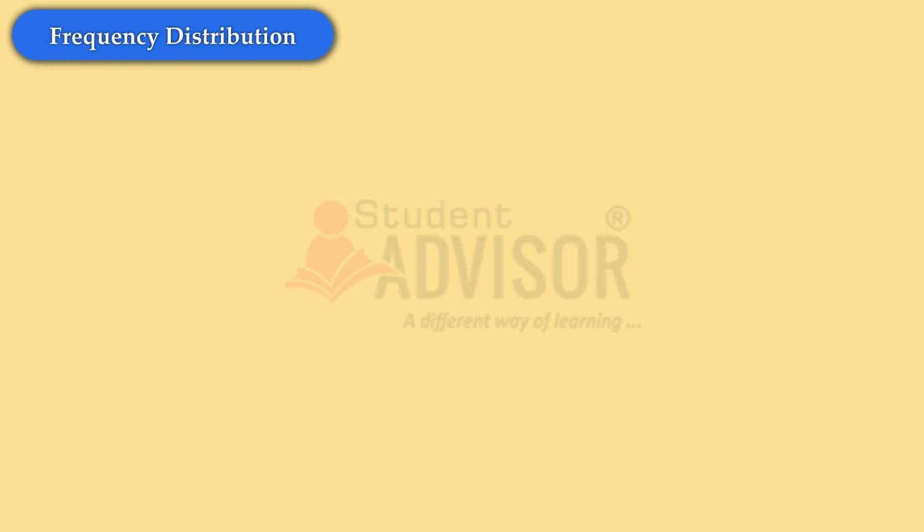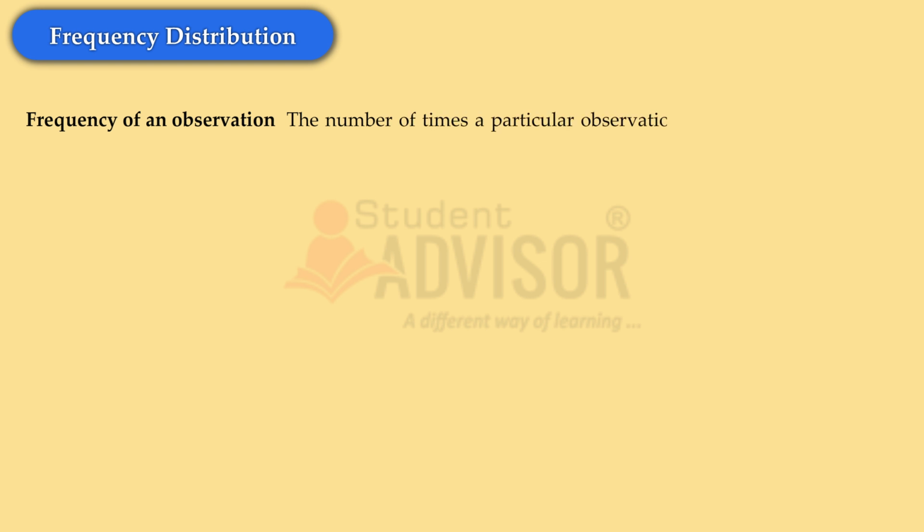Frequency distribution. Frequency of an observation. The number of times a particular observation occurs in a given data is called its frequency.